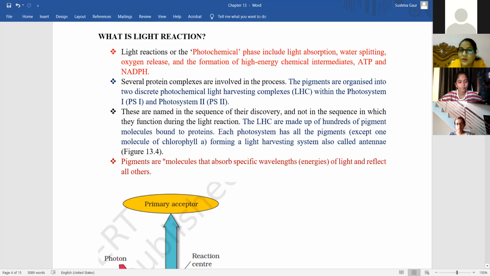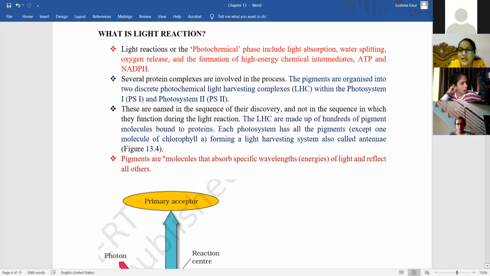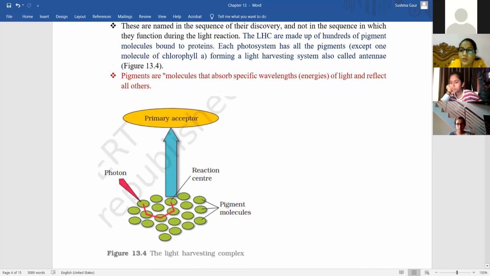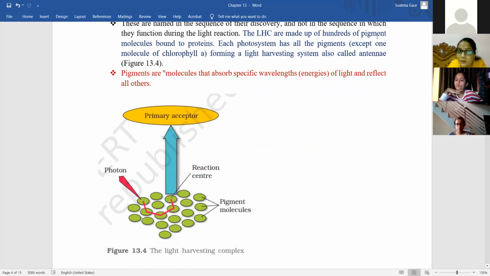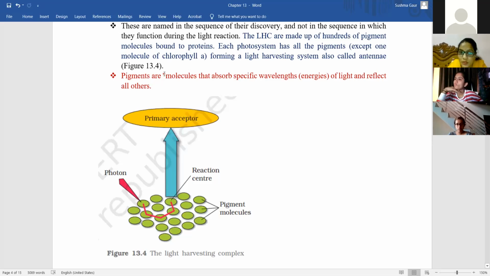So the pigments are organized into two discrete photochemical light harvesting complexes within photosystem 1 and photosystem 2. What is a light harvesting complex? The complex structure that involves many things for harvesting light is known as the light harvesting complex. This complex is made up of 100 types of pigment molecules that are bound to proteins. So these are the pigment molecules, and they are bound to proteins.